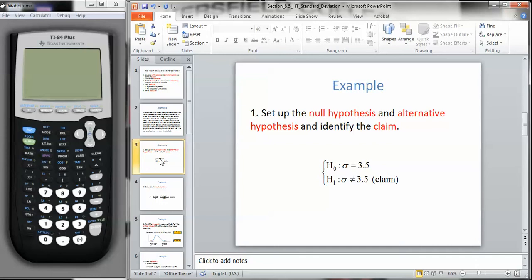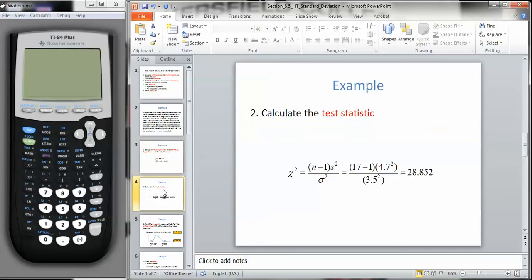So first of all, here's our hypothesis. The claim is sigma is not equal to 3.5, so we put that under H1, which is the alternative hypothesis, and our H0 is sigma equals 3.5. Now for the test statistic, here's our formula. n is 17, s is 4.7, and sigma is 3.5. So you will get a chi-square test statistic of 28.852.